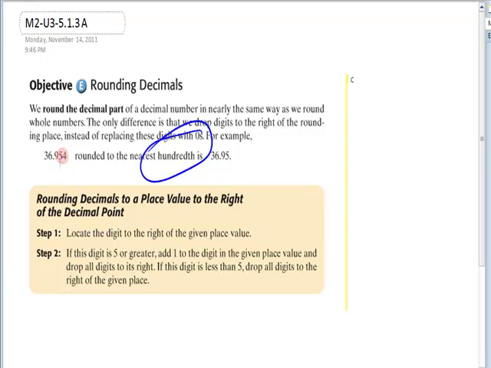Well, you have to either underline or visually look at or draw an arrow to that particular given place. It is the digit behind it that tells you what to do. If the number to the right of the given place is smaller than 5, you're going to chop it off. If the number to the right is 5 or larger, you're going to round up this position and then chop it off. So let's see how that works.